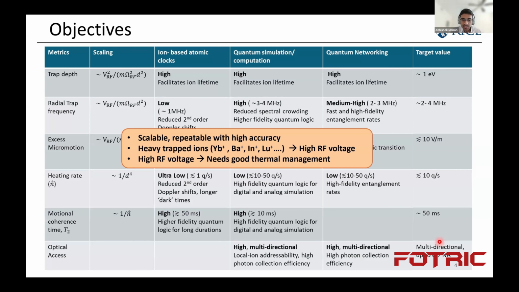And to trap these heavy ions, because the trap frequency scales as 1 over the mass, you need a very high RF voltage to compensate for it. And high RF voltage, particularly in vacuum, means that you need very good thermal management. So for that reason, it's very important that we have a good construct in mind of how we are going to characterize the trap macroscopically before we go into any microscopic characterization.